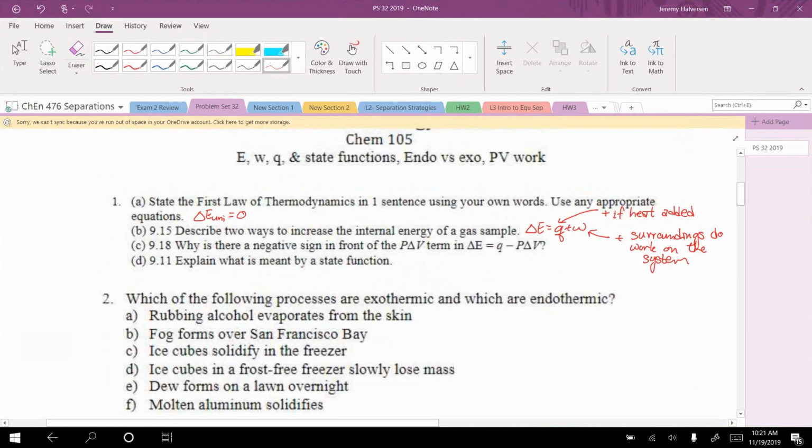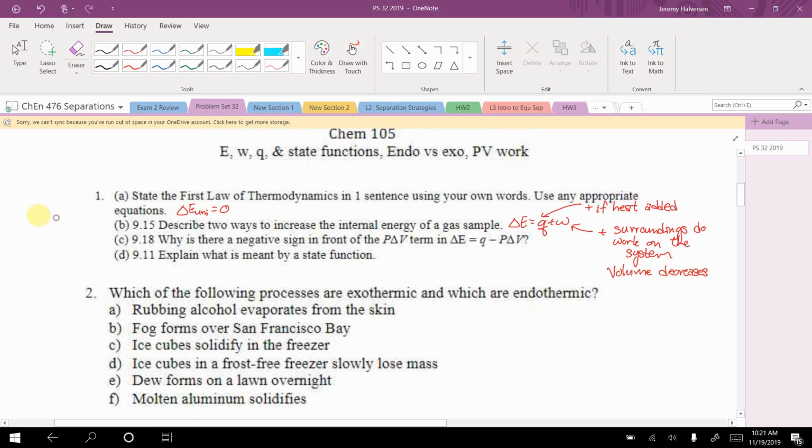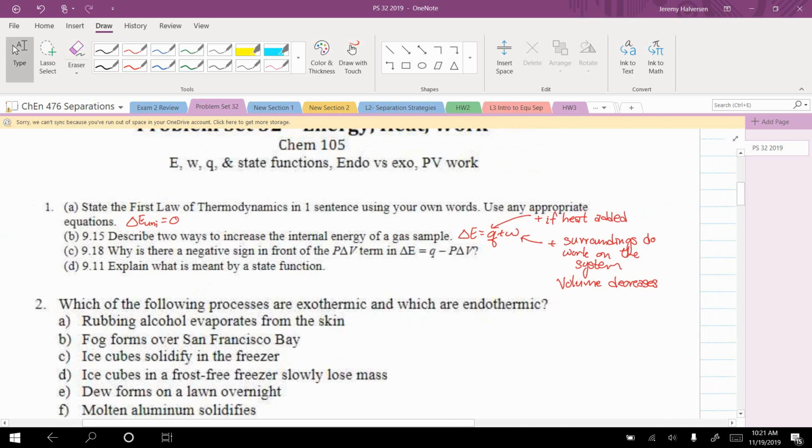We're recording. Good. The surroundings do work on the system. What does that look like? That looks like the volume decreases. In other words, the surroundings are compressing the gas. That's positive work. You're adding energy to the system when you do that. So then the other side of that is if the gas expands, then the gas is doing work, and that would be negative work.